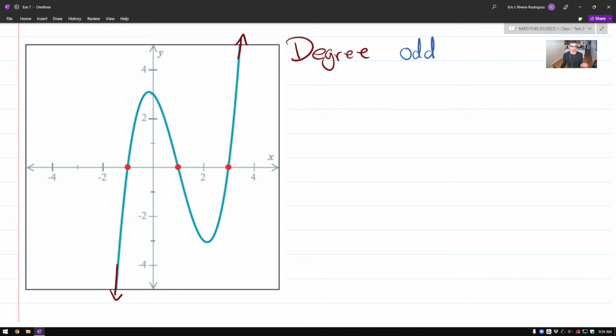Okay. So that's how we know that degree is odd. The other thing is what is the leading coefficient? Leading coefficient sign.